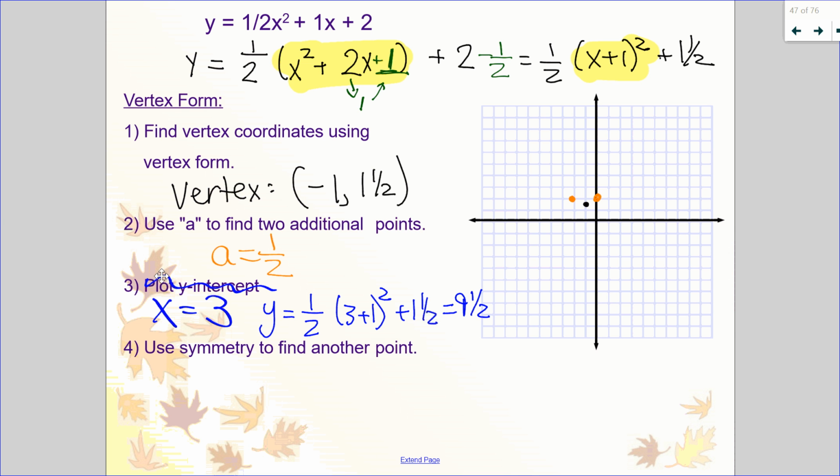So that's a point that the parabola travels through: 3, 9.5. 1, 2, 3, 1, 2, 3, 4, 5. So here's 9.5. Again, if the y-intercept isn't helpful, you can just pick another point. It's up to you. And if you have a scientific calculator or a graphing calculator, you can type that in all at once. And then using symmetry, I can draw my little line.